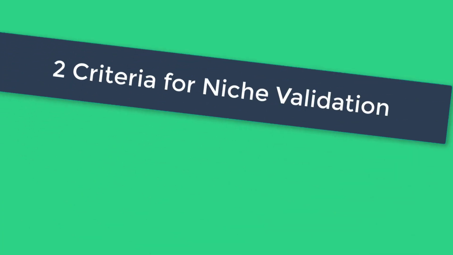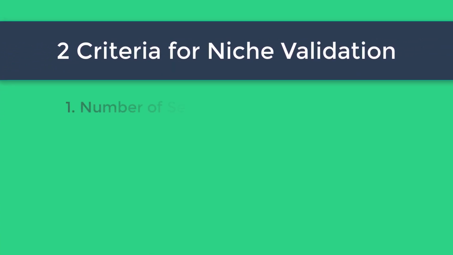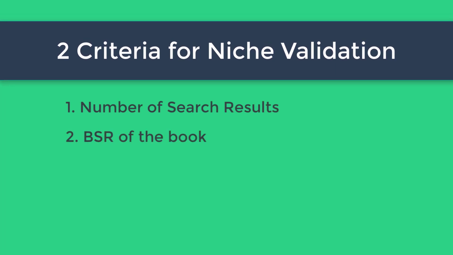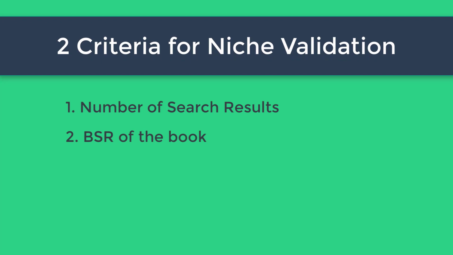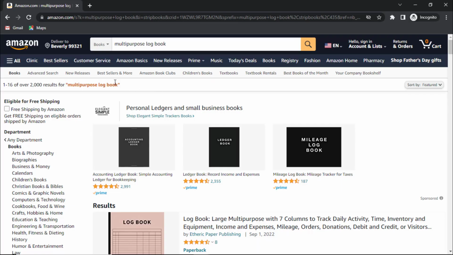So there are actually 2 criteria that you need to take a look at when you are doing your niche research while publishing books on Amazon KDP. The first criteria is the total number of searches, and the second criteria is the BSR of the book. There are other subtle criteria like reviews and other stuff that you can check, but these are the 2 main criteria that you need to consider.